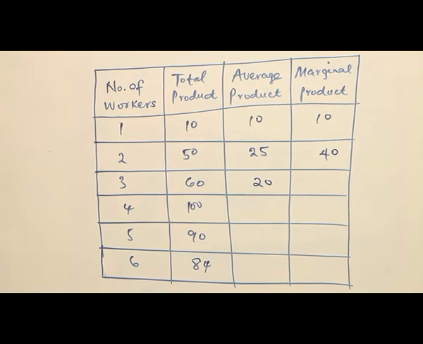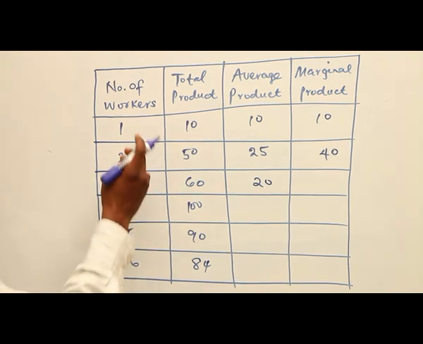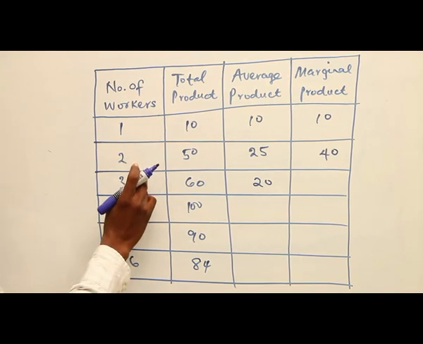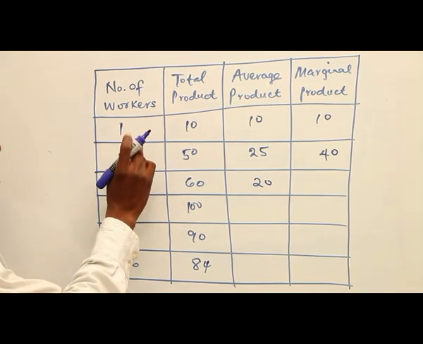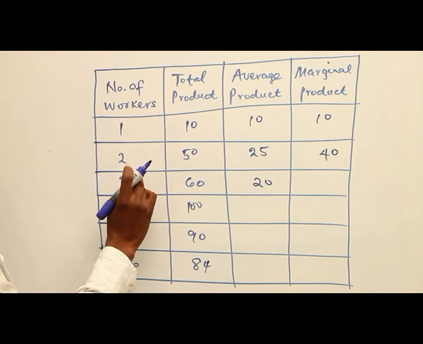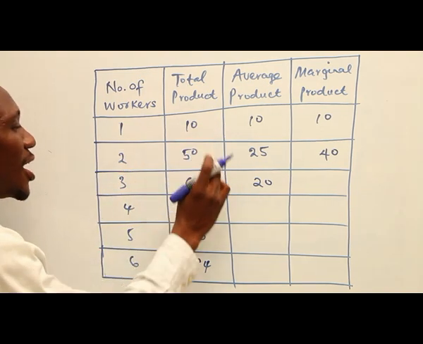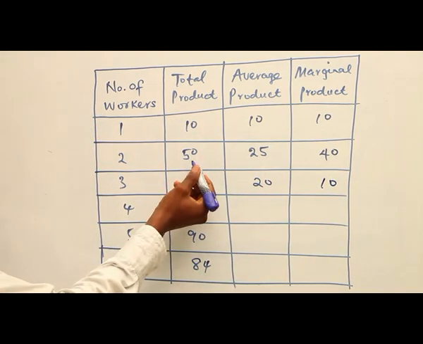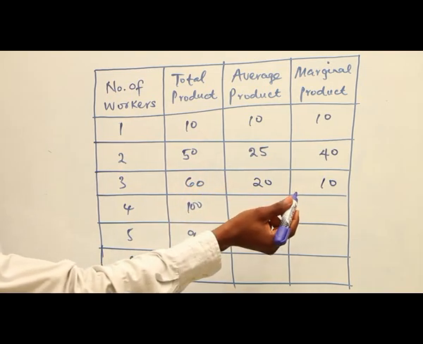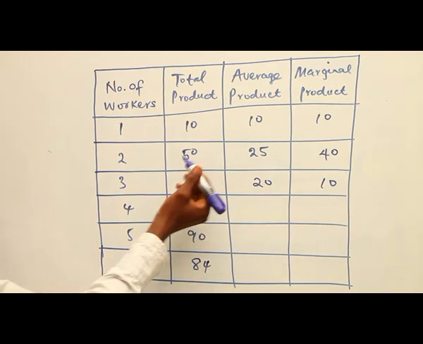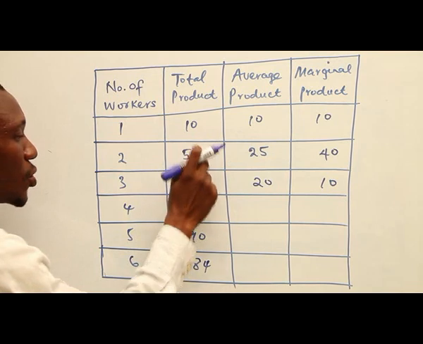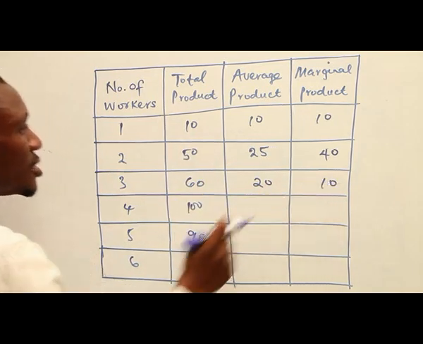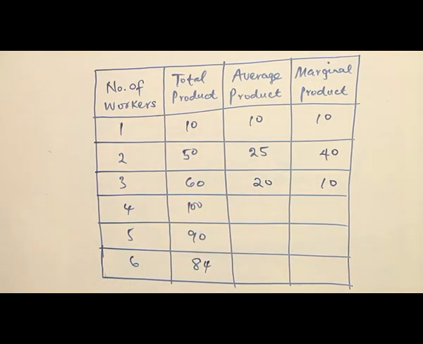Now, what is going to be the marginal product? That is, the change between when 2 workers were employed and 3 workers were employed. It's going to be the change between 50 and 60, which is 10. So there is an increase by 10. 50 to 60 gives us 10 as the marginal product.